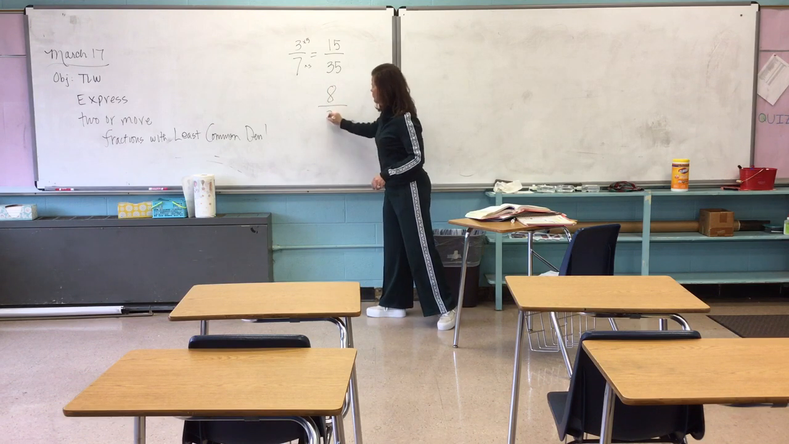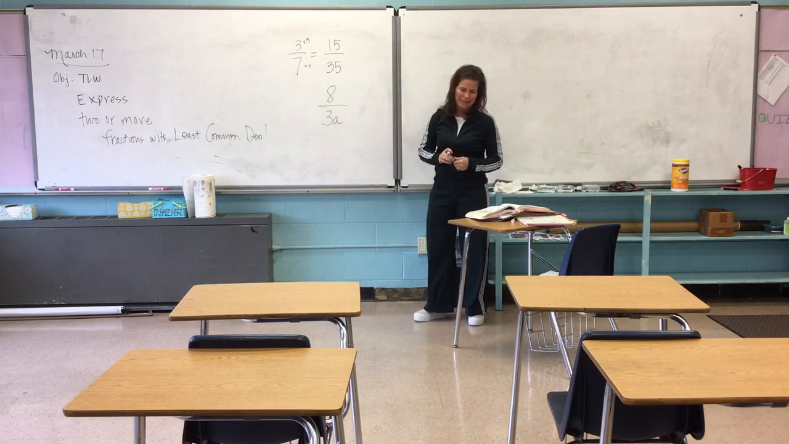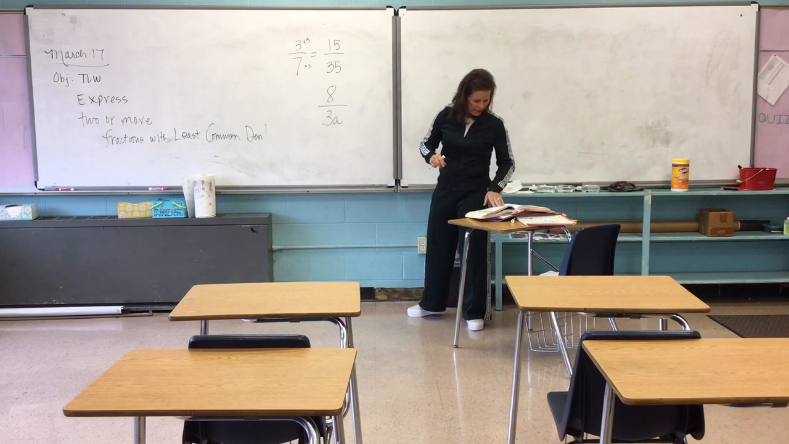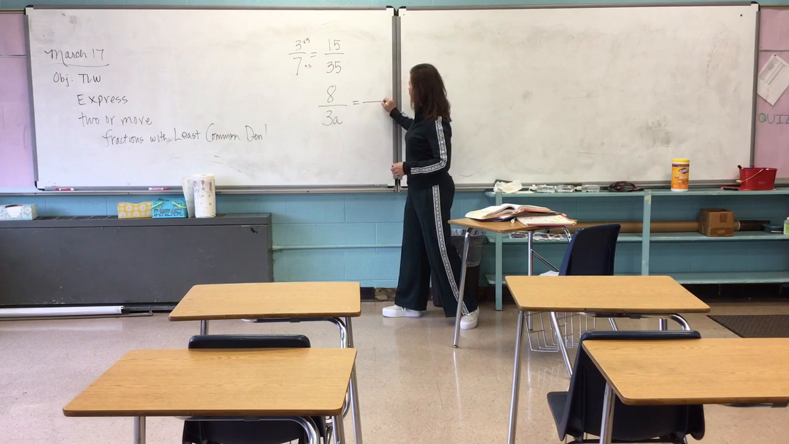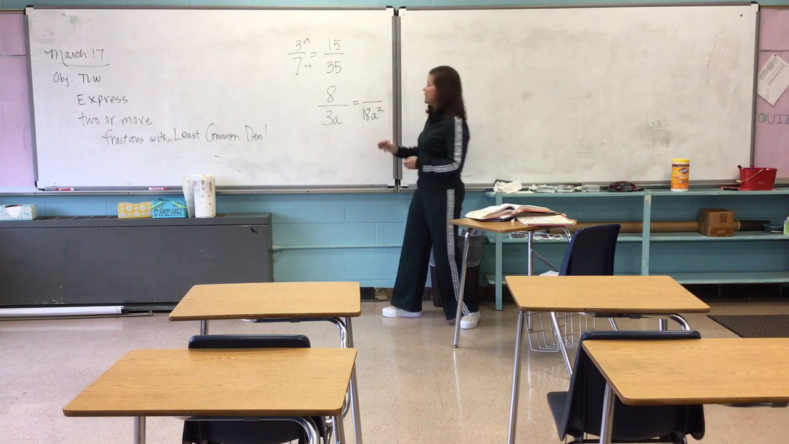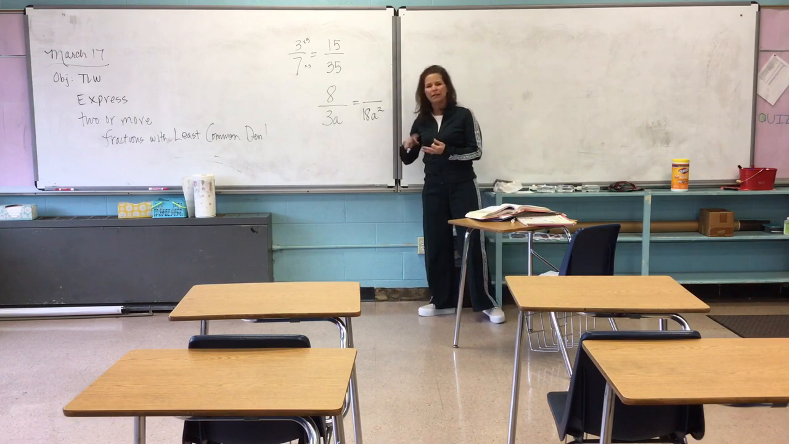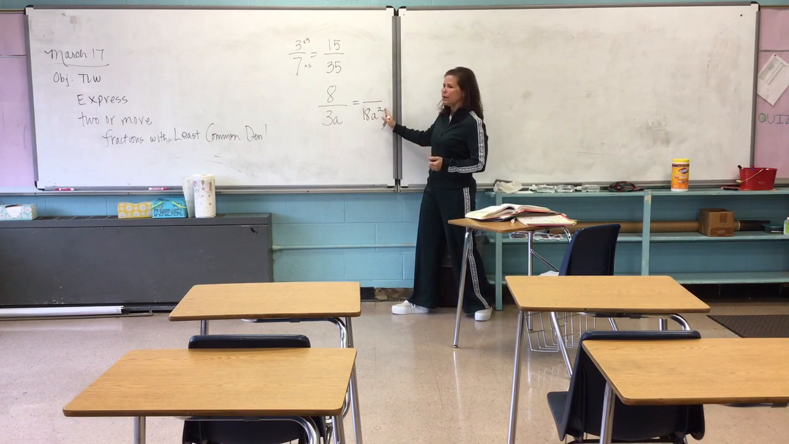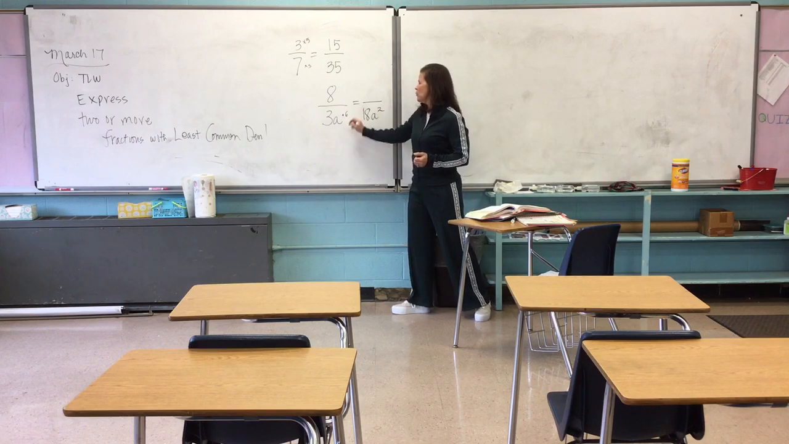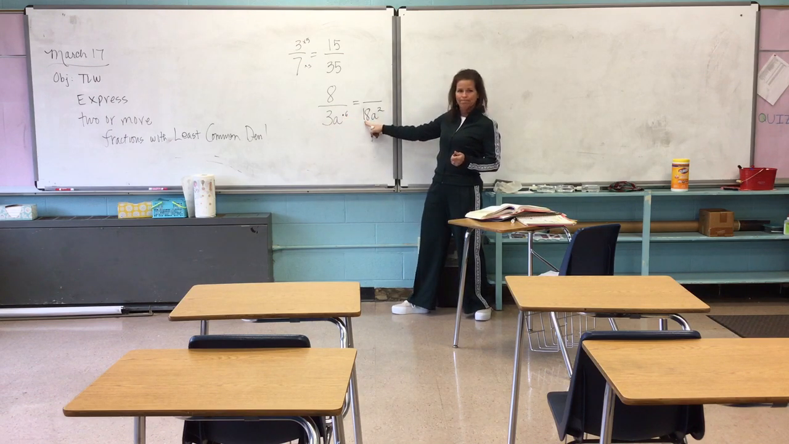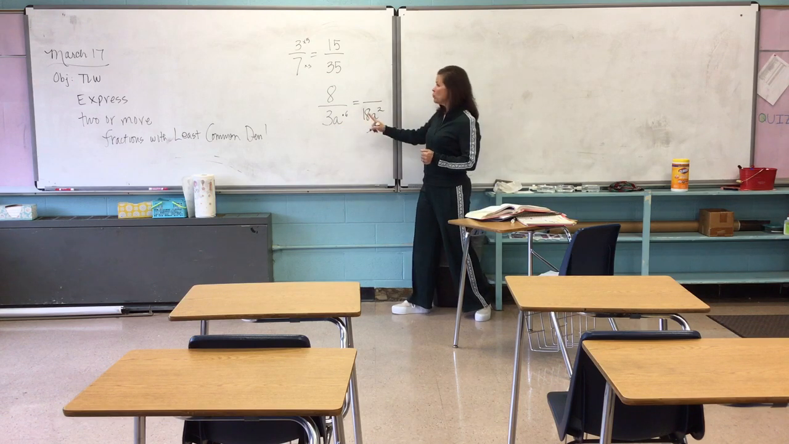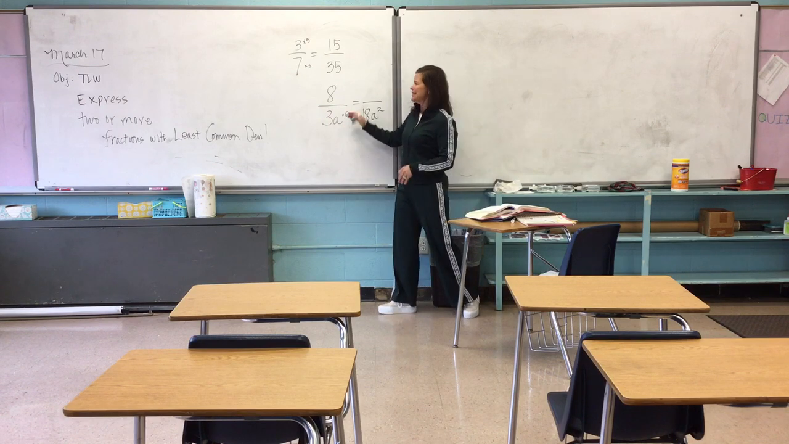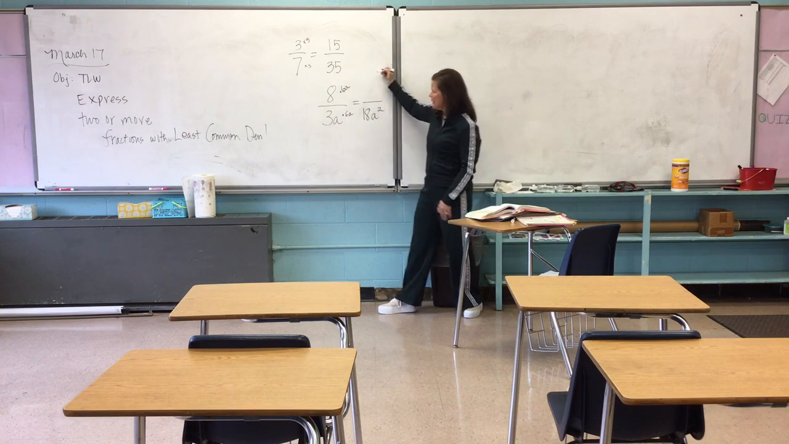Next one. 8 over 3a. Yes, we are in pre-algebra, so we must be doing things with variables in it. Equals something over 18a squared. Gets a little bit more difficult, but I'm asking myself the same question. 3a times what gives me 18a squared? Well, hopefully you said 6, of course, because 3 times 6 is 18. And then a times what gives me a squared? Hopefully you said a. If I multiply the denominator by 6a, I must multiply the numerator by 6a.